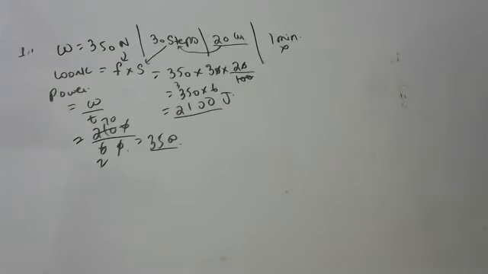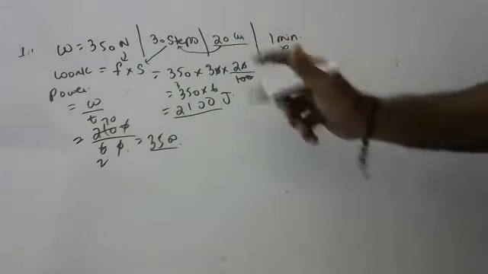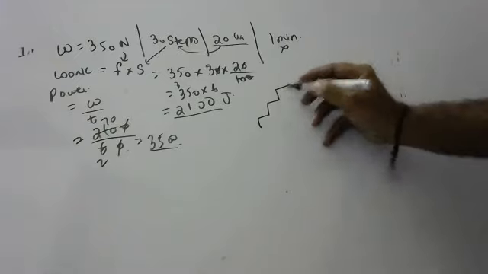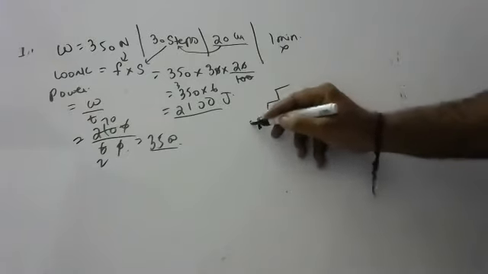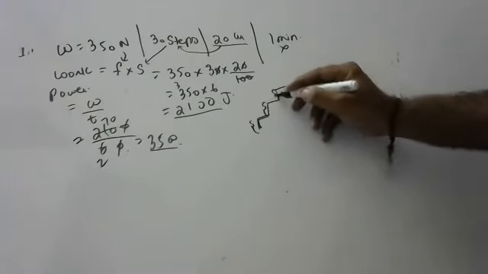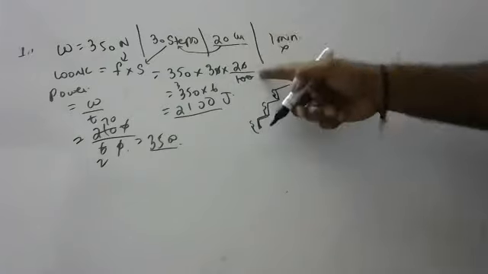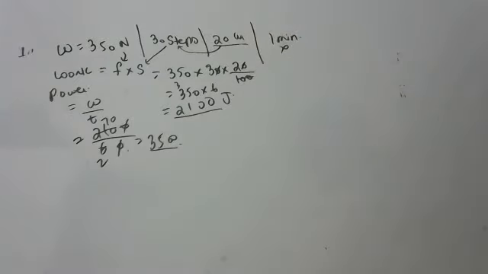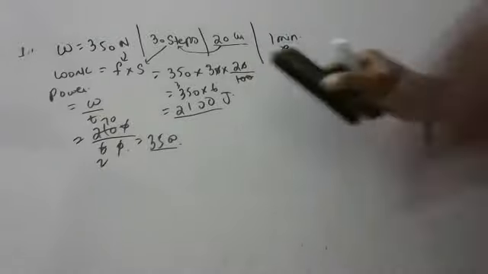30 steps, each of 20 centimeter height. Like this, 30 steps are there. Each is 20 centimeter height. So 30 into 20 by 100. Why? Centimeter to meter is by 100. Centimeter to meter is by 100. You have to remember that.